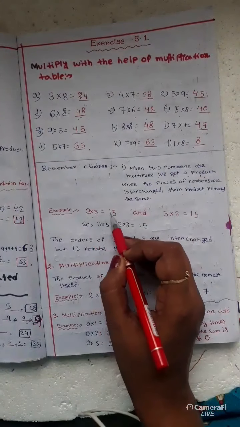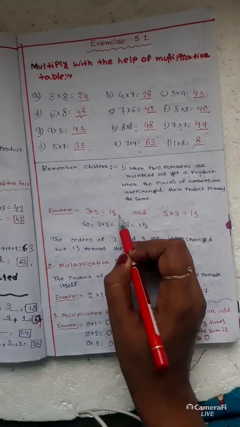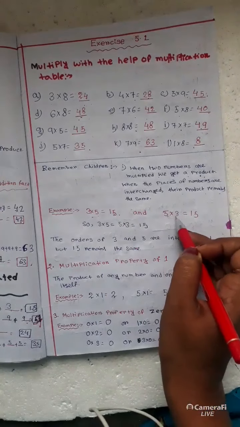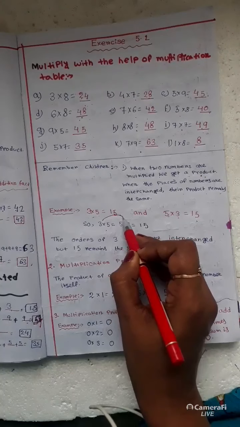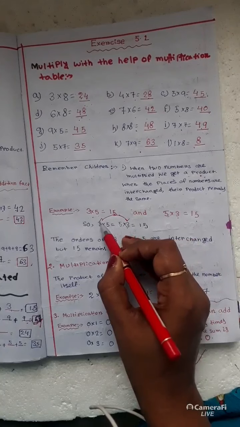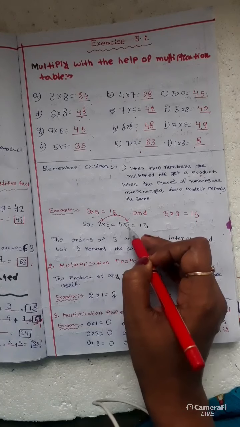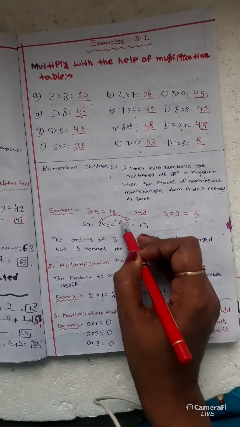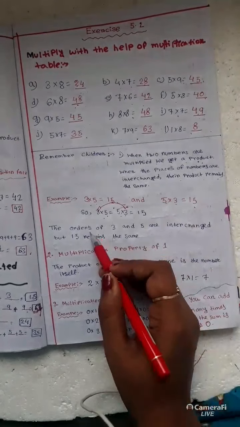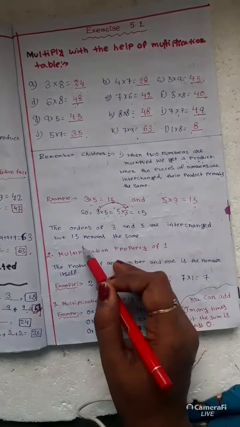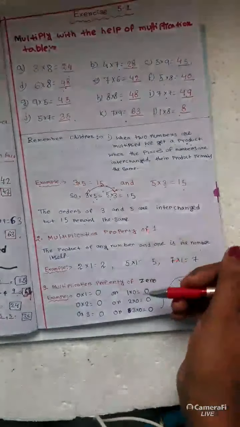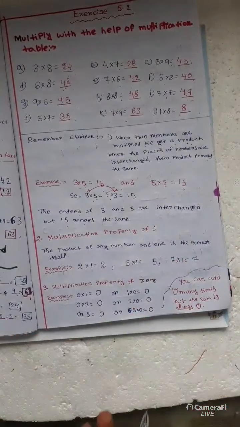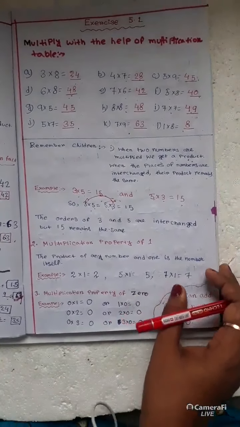As you can see, 3 into 5 is what? 15. 3 into 5 is 15 and in the same way 5 into 3 is 15. So 3 into 5 is the same as 5 into 3. These are both the same numbers, but 3 was in the first position and 5 was in the second position, and here they have just changed their places. The order of 3 and 5 is interchanged, but 15 remains the same. Okay. Now we will learn the properties of multiplication.